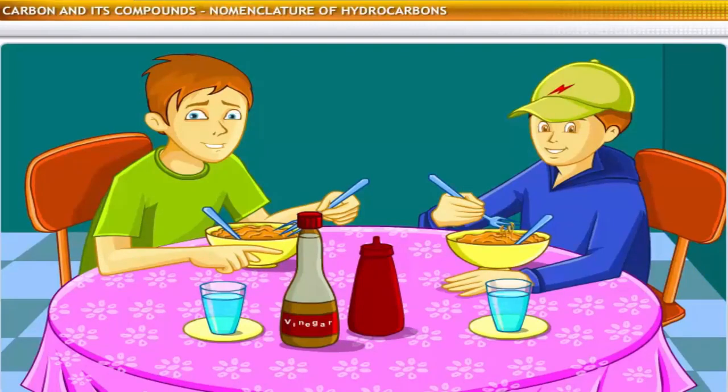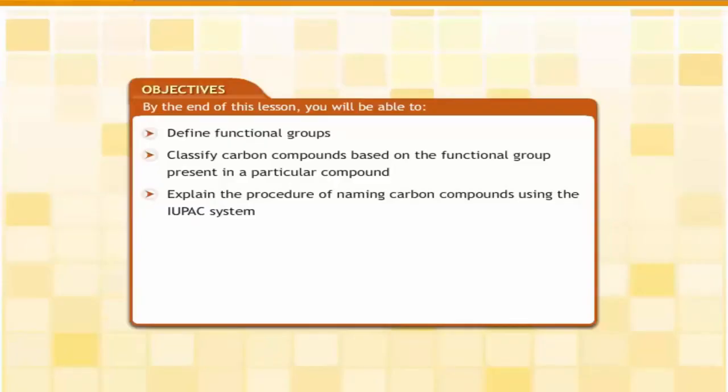To avoid such confusion between names of organic compounds, a standardized naming convention is followed all over the world. You will learn more about this system of nomenclature in this lesson. This lesson is about functional groups and the IUPAC system of nomenclature. By the end of this lesson, you will be able to define functional groups, classify carbon compounds based on the functional group present in a particular compound, and explain the procedure of naming carbon compounds using the IUPAC system.